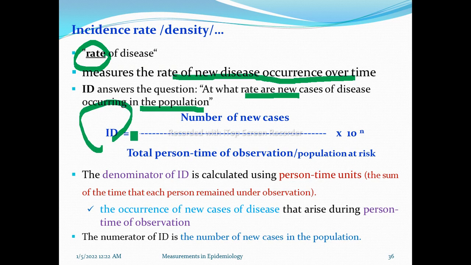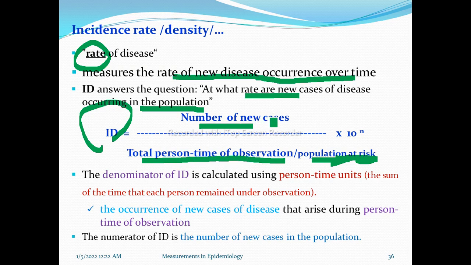So incidence density is equal to the number of new cases over the total person-time of observation. The population over which this total person-time is measured is the population at risk. In the case of cumulative incidence, the population at risk is the number of individuals at risk. But in the case of incidence density, the person-time of those at risk is summed up, so the total person-time of observation is taken.